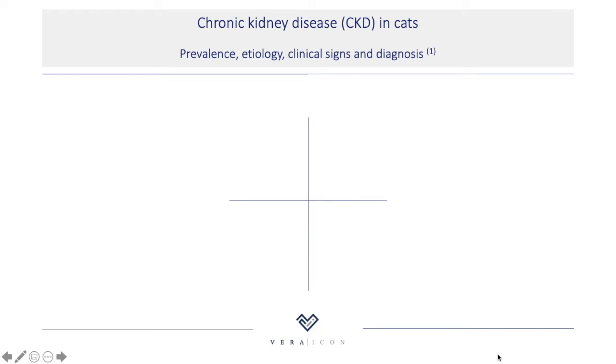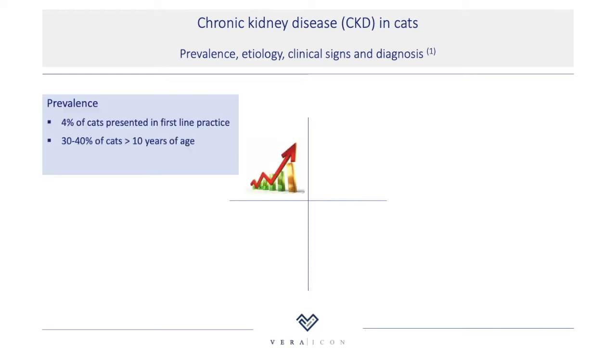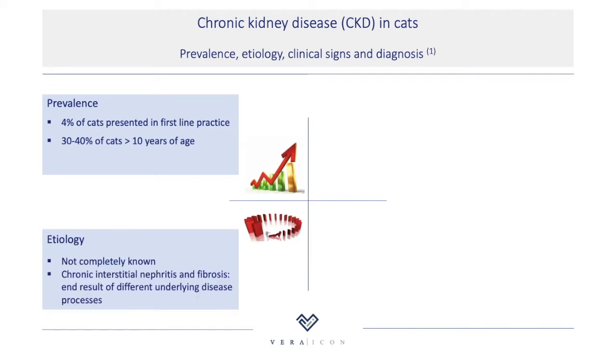Now, when we talk about chronic kidney disease in cats, we know that it's a disease that we see often, especially in first-line practice. About 4% of cats that are presented on a daily basis to us will have some degree of CKD, and the disease is more prevalent when the cats get older. 30 or 40% of cats over the age of 10 will be affected by CKD.